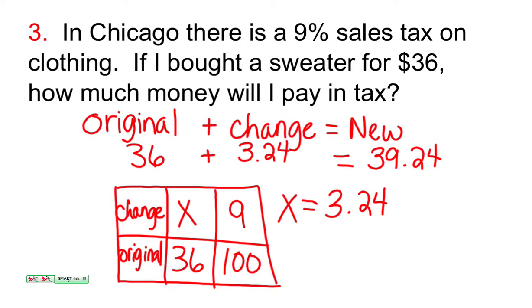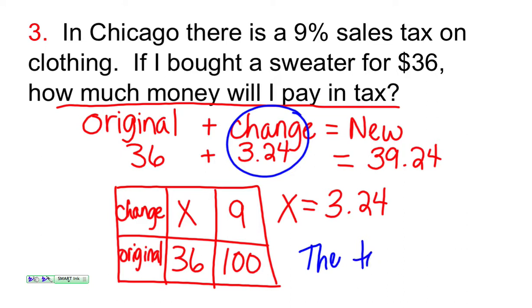So now go back to the question, how much money will I pay in tax? What they're looking for is the change. What was the tax? And so your answer is, the tax is $3.24.